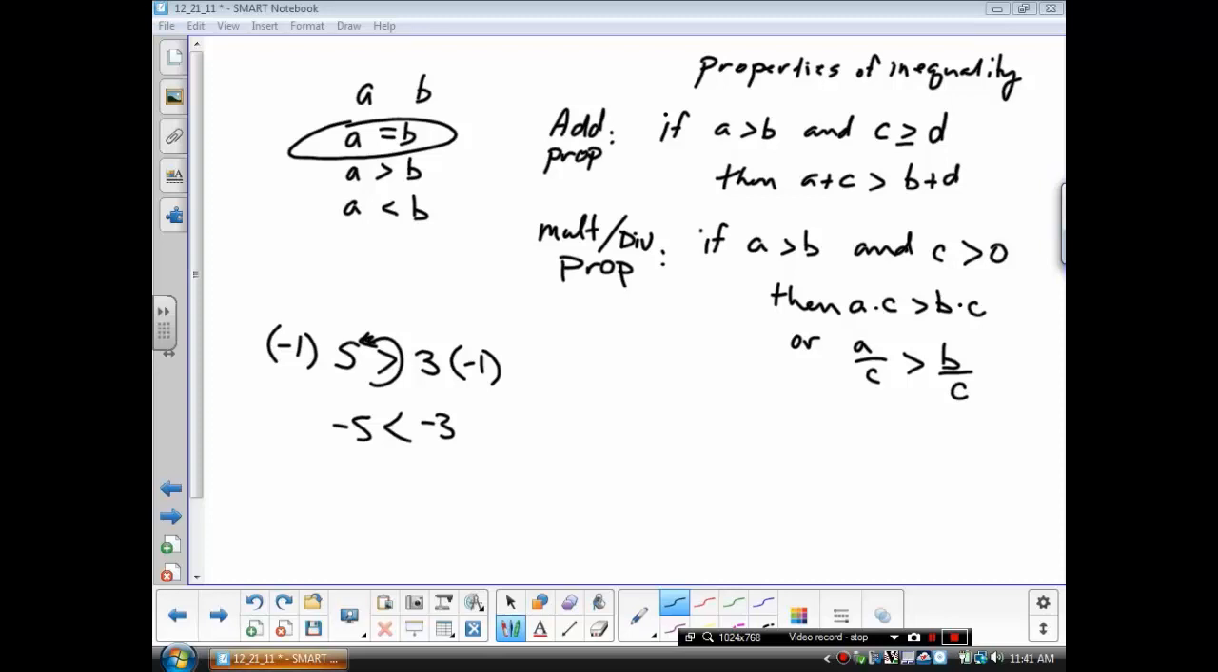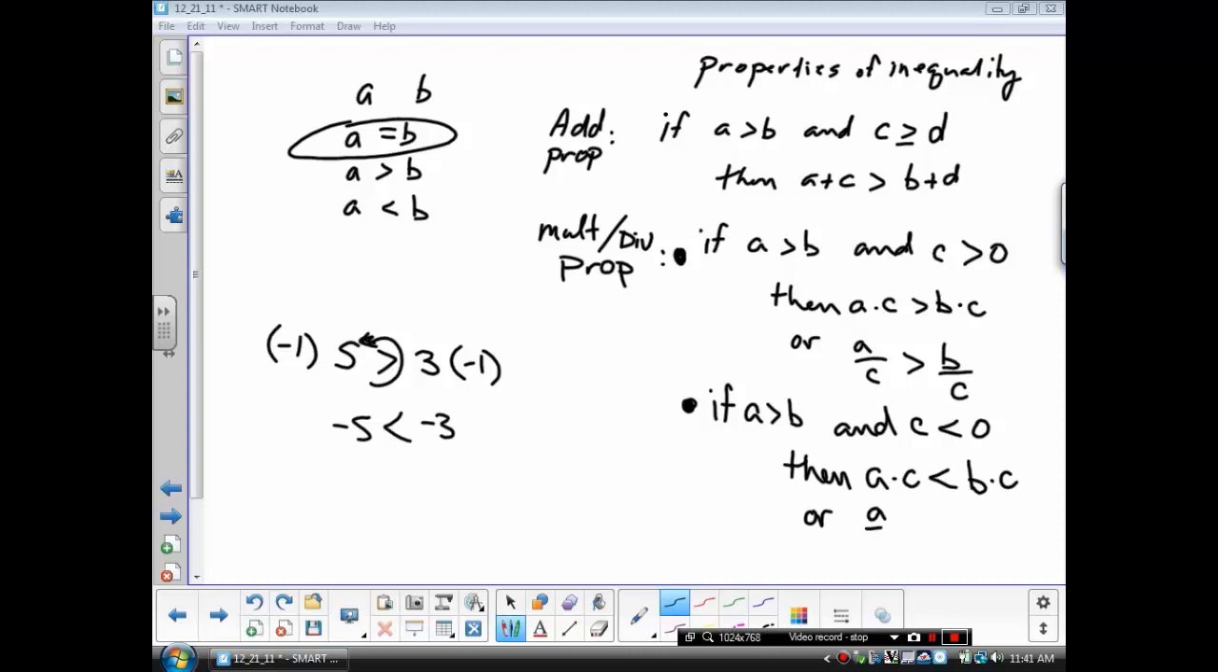So the second piece to this multiplication division property, we have a piece 1 and then a piece 2, is going to be if A is greater than B, but C is negative, then when you multiply by that negative number on both sides, you must change the direction of the inequality. So then A times C will be less than B times C, or A divided by C is less than B divided by C. If you multiply or divide by a negative number, you must change the direction of the inequality.